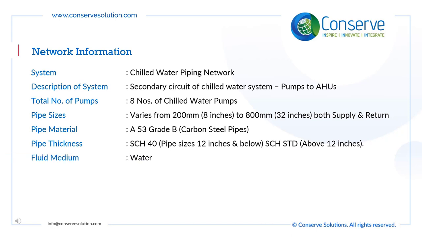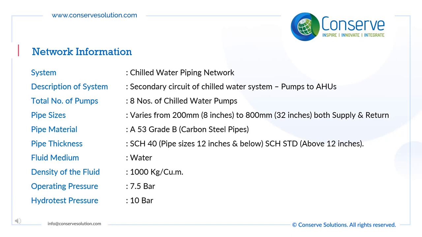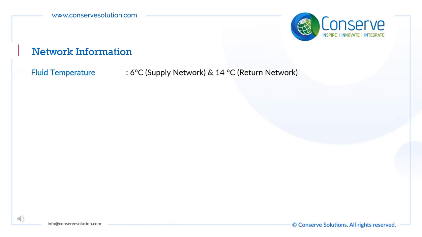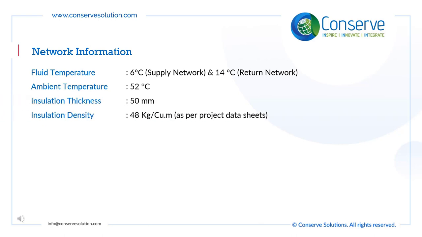The working fluid is water, which has a density of 1000 kg per cubic meter. The operational pressure is 7.5 bar, but the pipe network has to be tested at 10 bar during commissioning. So hydro test pressure is 10 bar. The working fluid is at a temperature of 6 degrees Celsius on the supply side and 14 degrees Celsius on the return side. The outdoor ambient temperature can go up to 52 degrees Celsius. The pipe has 50 mm insulation. The insulation density is 48 kg per cubic meter.